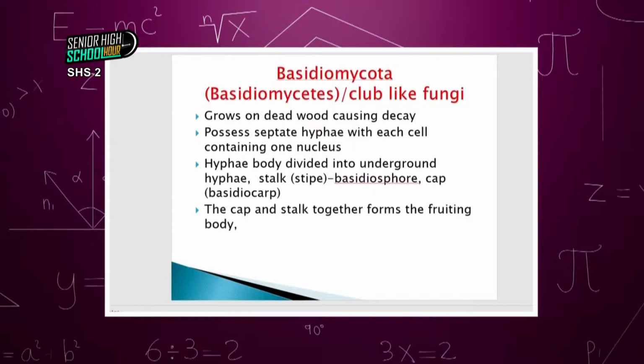Now let's go to the last group called the Basidiomycota, the club-like fungi. They are usually the biggest you mostly see around. They are in the mushroom group you've mostly seen. Now these ones usually live on decaying wood with a lot of cellulose in them. The thing that enters is called the hypha, but this hypha, like the Ascomycota, is also divided. So we say septate hypha.